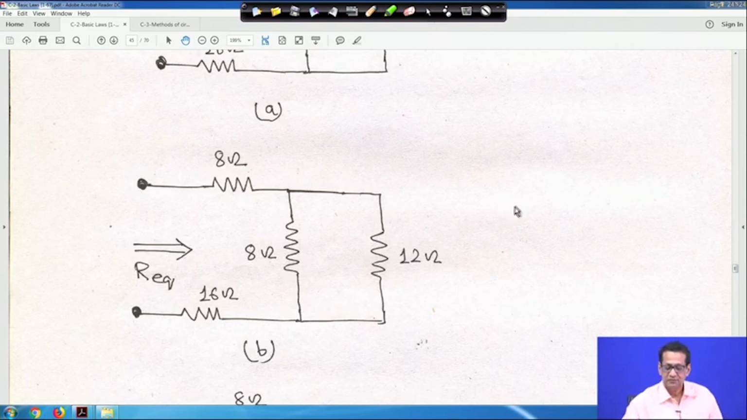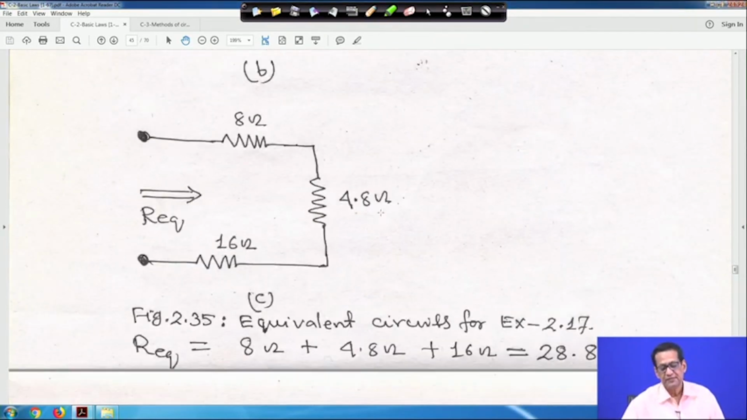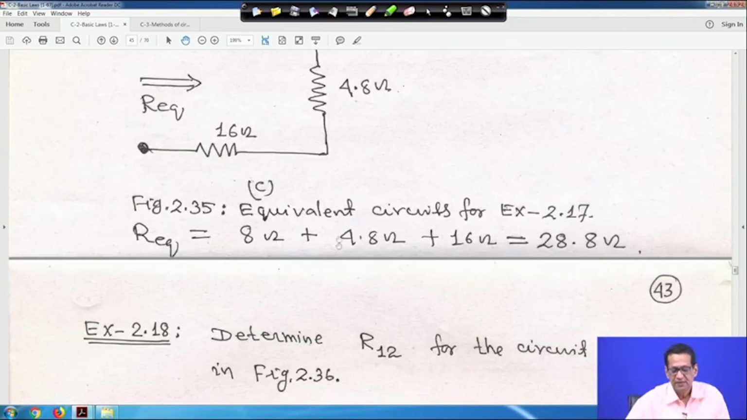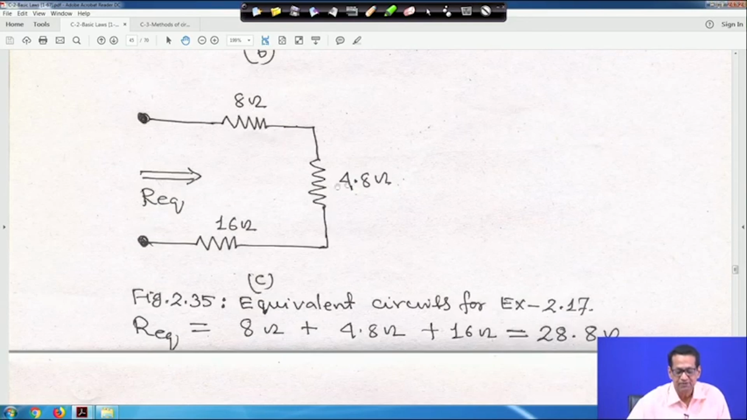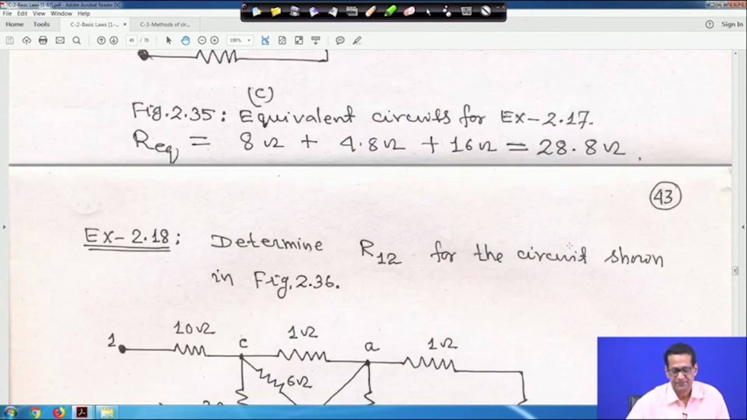Just hold on, right. So, 96 by 20 is 4.8 ohm, and the 8 ohm, sum it all up. So, R eq will be 8, because all are in series now, 8, 4.8, 16 all are in series. So, 8 plus 4.8 plus 16, so 28.8 ohm, this is the answer, right.